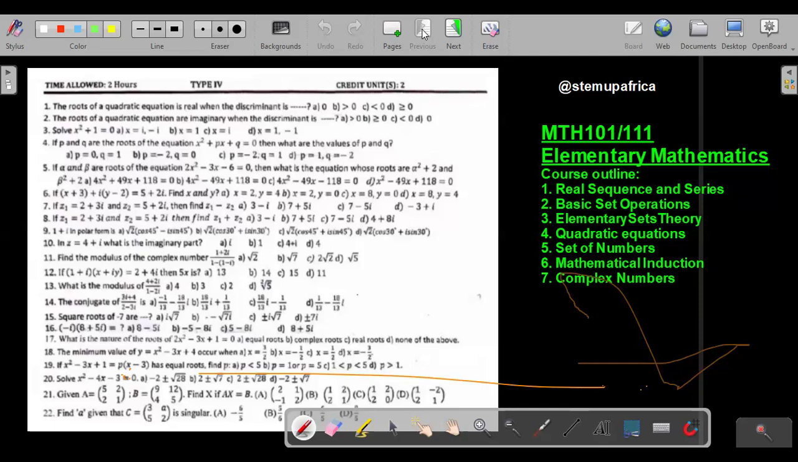So let's go to question 5 and see what the question says. Please, a minute.